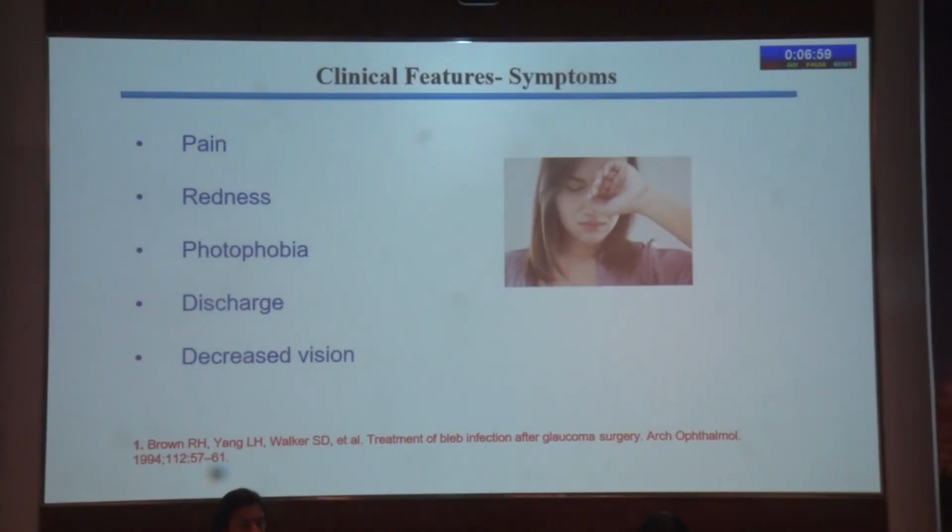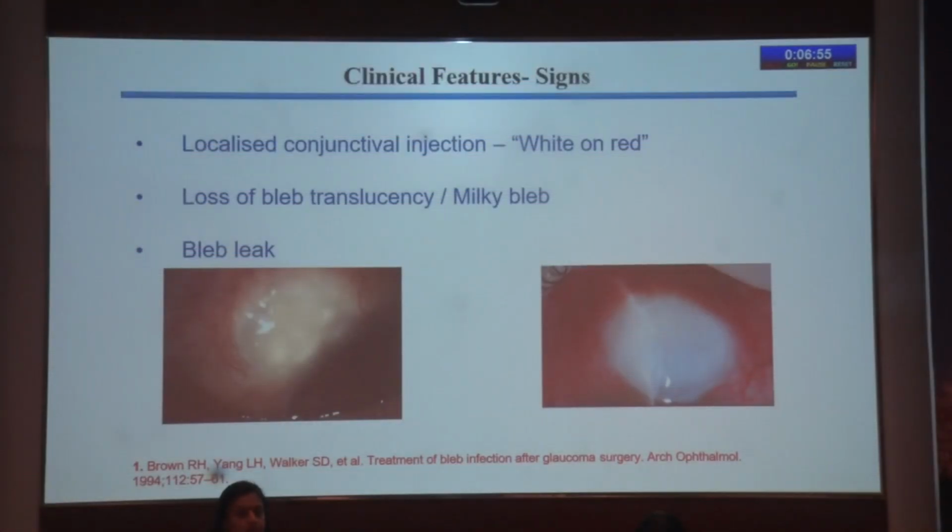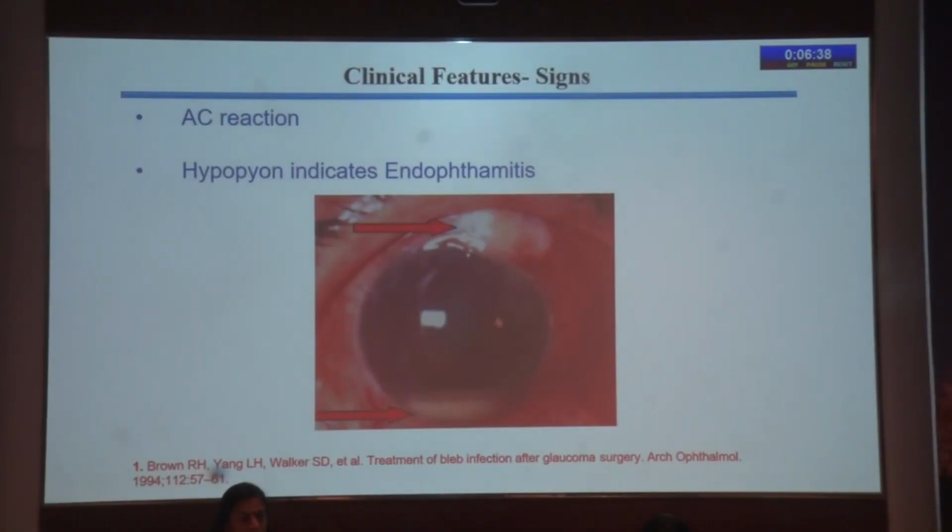The patient usually presents to us with pain, redness, photophobia, discharge, and a reduction in the vision. If you do an examination, the signs are localized conjunctival injection, the classical white on red appearance. There is also loss in the normal translucency of the bleb. The bleb becomes milky because of the accumulation of purulent material underneath. You may also see an associated bleb leak and anterior chamber reaction, and a hypopyon indicates an endophthalmitis unless proved otherwise.